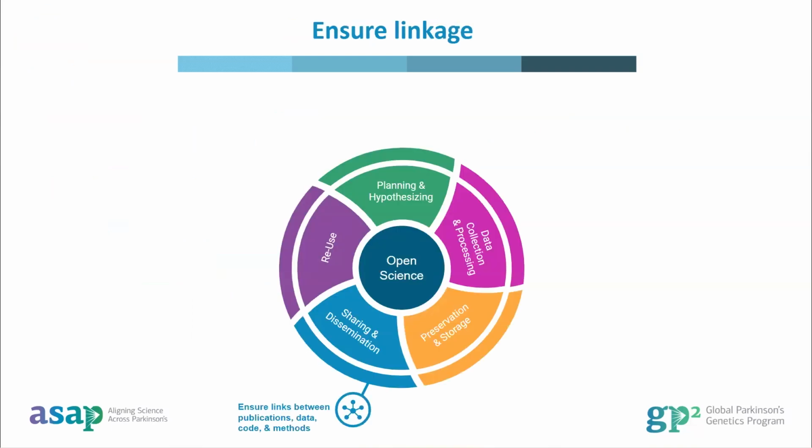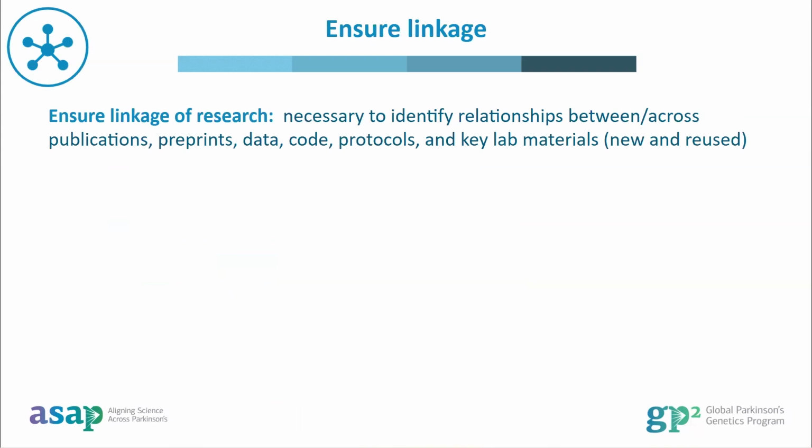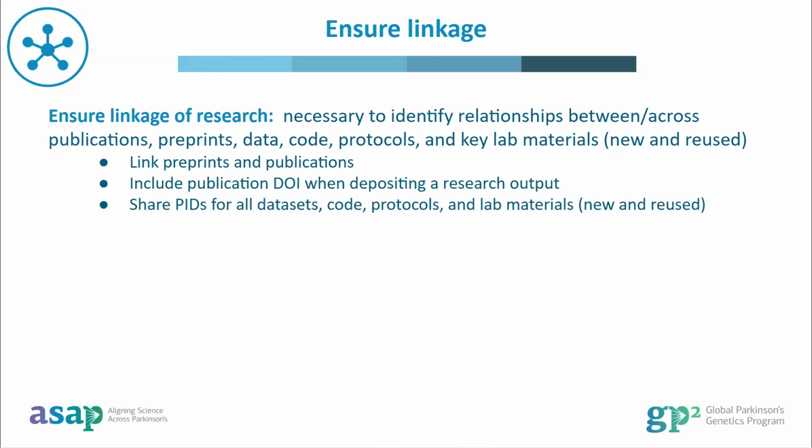The fifth open science best practice is ensuring links between publications, data, code, protocols, and lab materials. Linkage allows identification of relationships between and across publications, preprints, data, code, protocols, and key lab materials, both new and reused. To ensure linkage, share the preprint DOI in the publication and vice versa. You should also include the preprint or publication DOI when depositing a research output, such as data or code. Finally, share persistent identifiers for all datasets, code, protocols, and lab materials, both new and reused, in the publication.